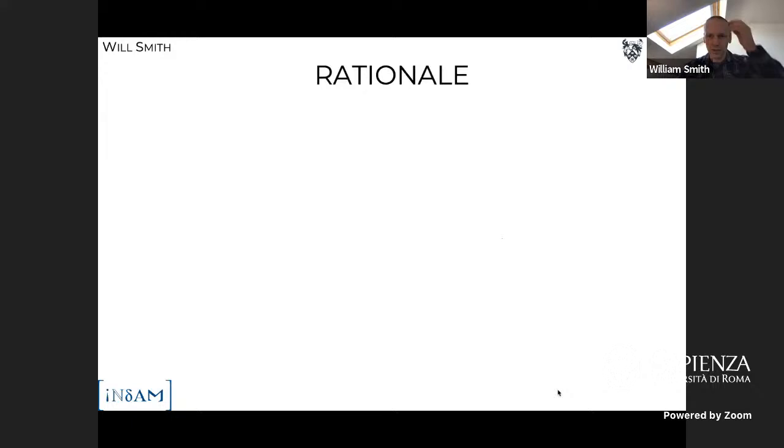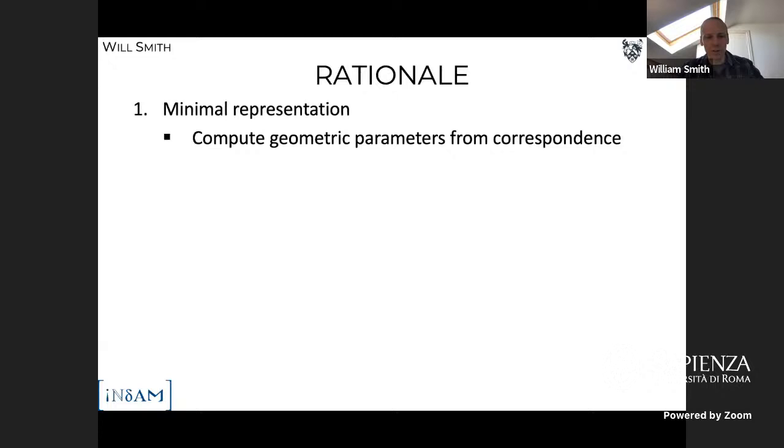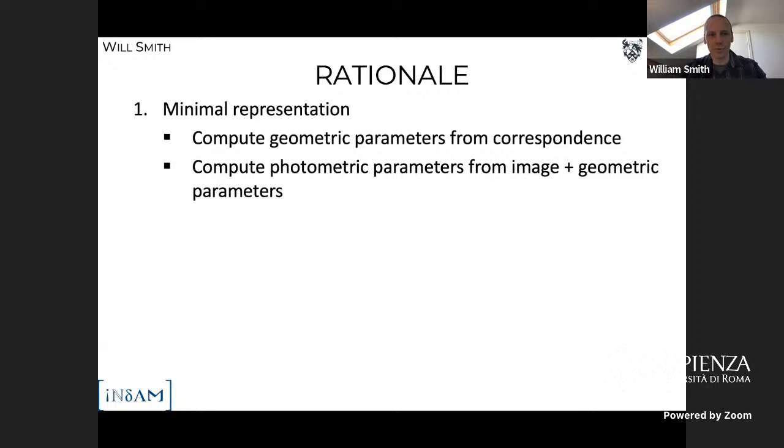So a bit of rationale for why this is a good idea. It turns out that correspondence is a minimal representation. We can compute all the geometric parameters from that. And once we've got those geometric parameters, we can compute photometric parameters in closed form.